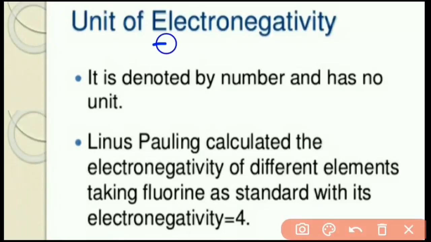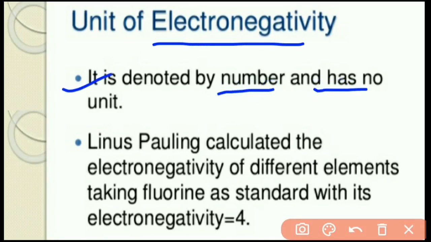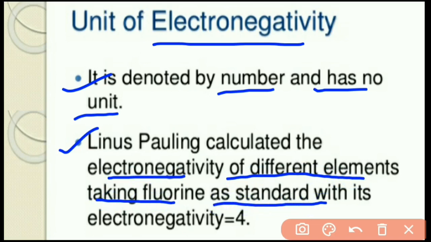Unit of electronegativity. It is denoted by a number and has no unit because it is the tendency to attract an electron pair. Here no energy is released or absorbed, therefore it has no unit. Linus Pauling calculated the electronegativity of different elements, taking fluorine as a standard with its electronegativity 4.